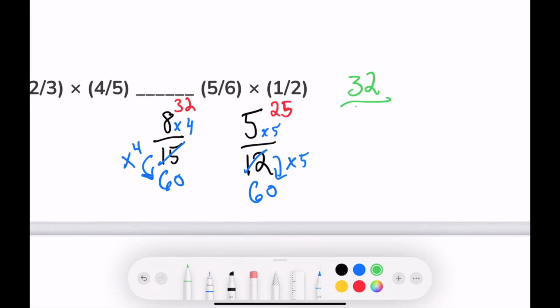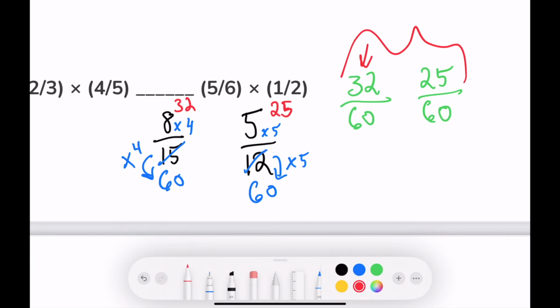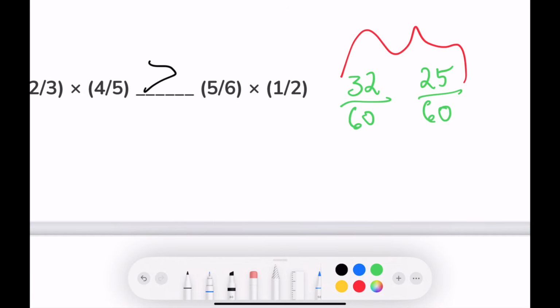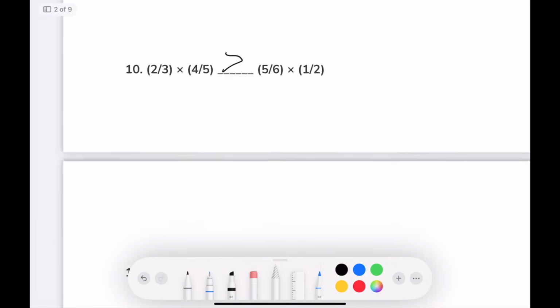All right, so now let's actually write both fractions because this is looking way too messy for me. 32 over 60, and 25 over 60. Love, love, love the like denominators. Makes life happy, happy, happy. Okay, now all you have to do in order to compare fractions with like denominators is look at the numerators, and whichever one is bigger, that is the bigger fraction. So that means that is the bigger fraction. Nice job. All right, here we go. Delete it. Moving on down, you're doing great.